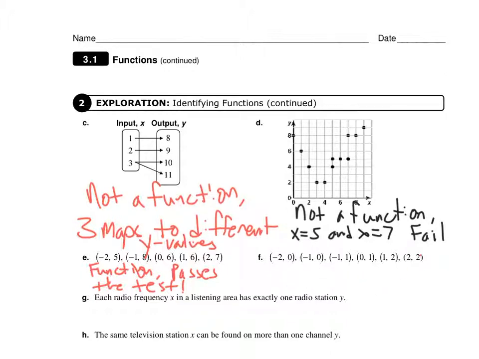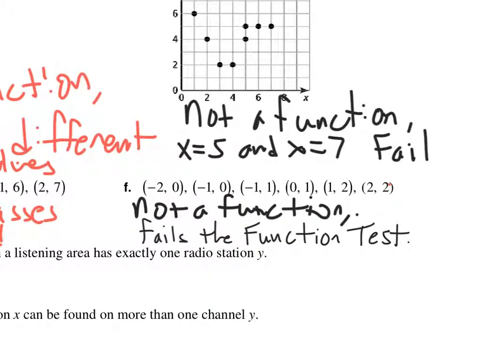All right, so how about this? Does it pass the test? Does every x value only go to one y value? Negative 2 goes to 0. Negative 1 goes to 0. Now negative 1 is going to 1. 0 goes to 1, 1 goes to 2, 2 goes to 2. Well, negative 1 can't make up its mind. If you were to graph this, we'd have -1, 0 and -1, 1. There'd be 2 points right on top of each other. So this does not pass the function test. So it fails the test because we have an x value that goes to 2 different y's.